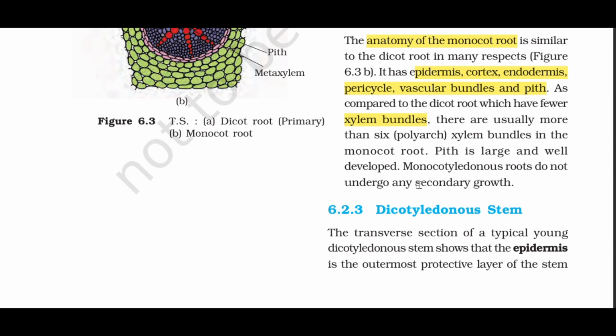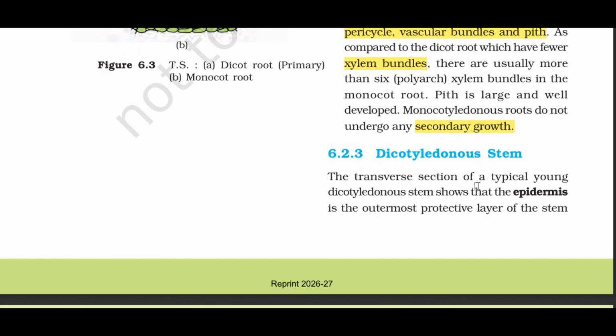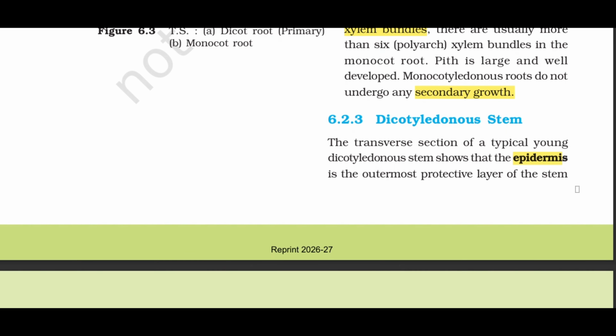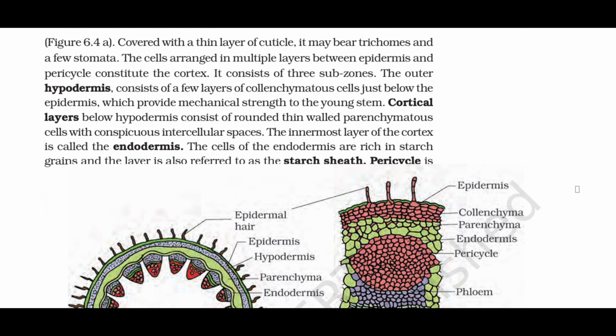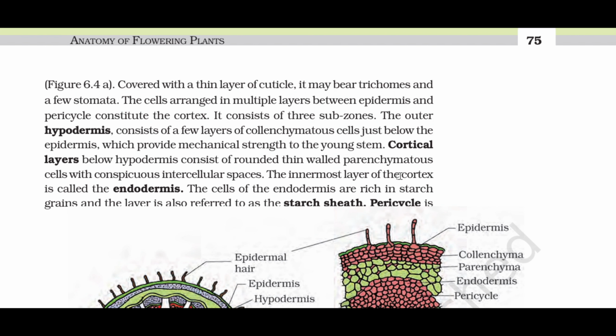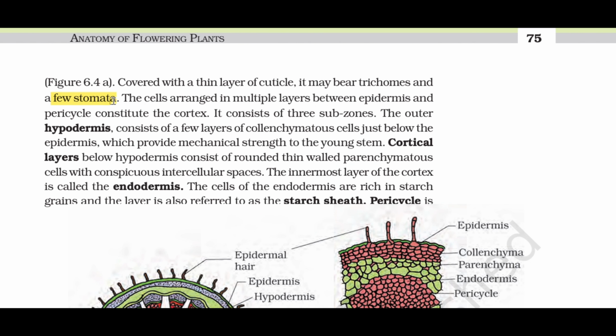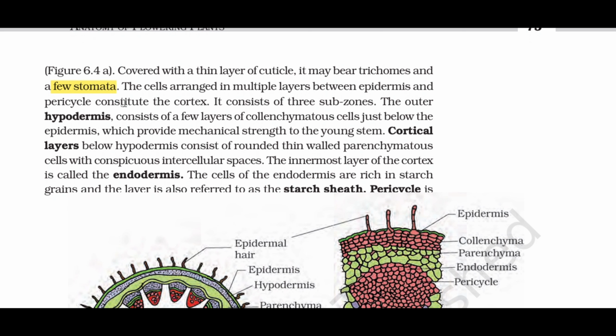Dicotyledonous stem. The transverse section of a typical young dicotyledonous stem shows that the epidermis is the outermost protective layer of the stem. Figure 6.4a. Covered with a thin layer of cuticle, it may bear trichomes and a few stomata. The cells arranged in multiple layers between epidermis and pericycle constitute the cortex. It consists of 3 subzones.